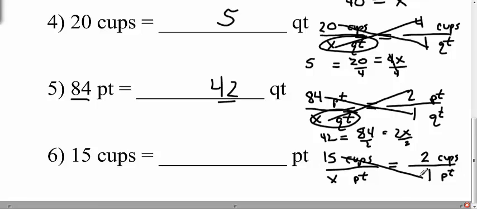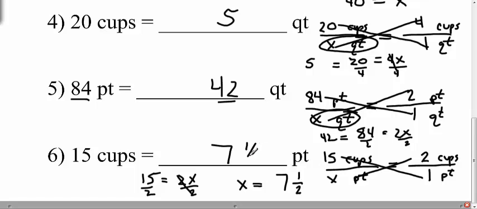And if we solve this, we get 15 is equal to 2x. Dividing by 2, we get x is equal to, and this is the household system, so we prefer fractions over decimals. So 2 goes into 15 7 whole times with a remainder of 1 that we divide by the divisor of 2. So 7 1/2 pints. So 15 cups is equivalent to 7 1/2 pints.